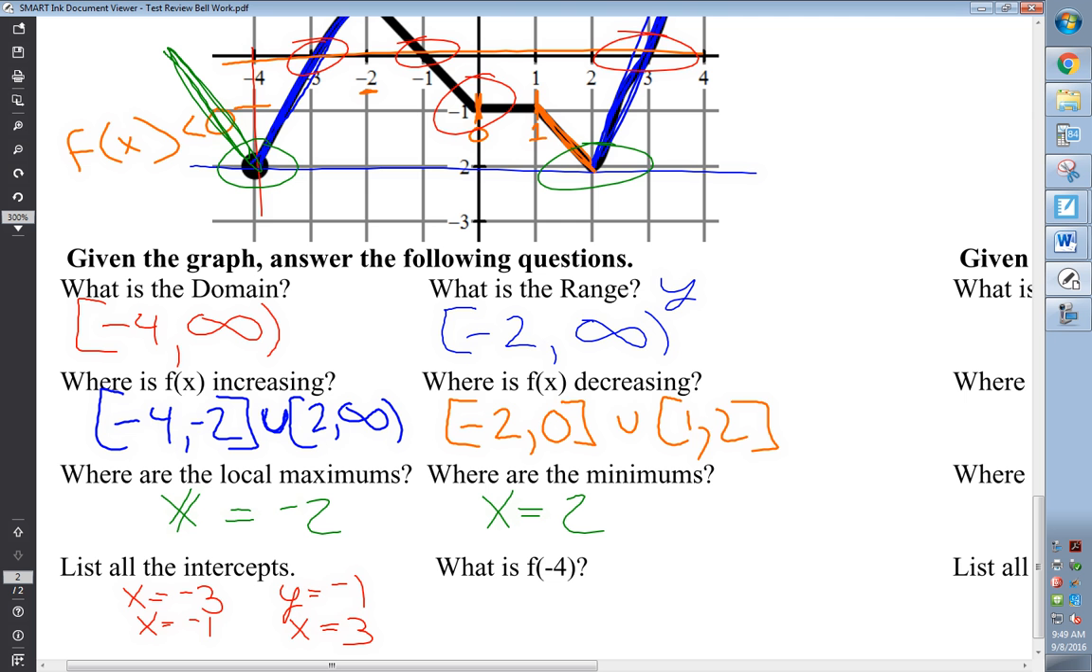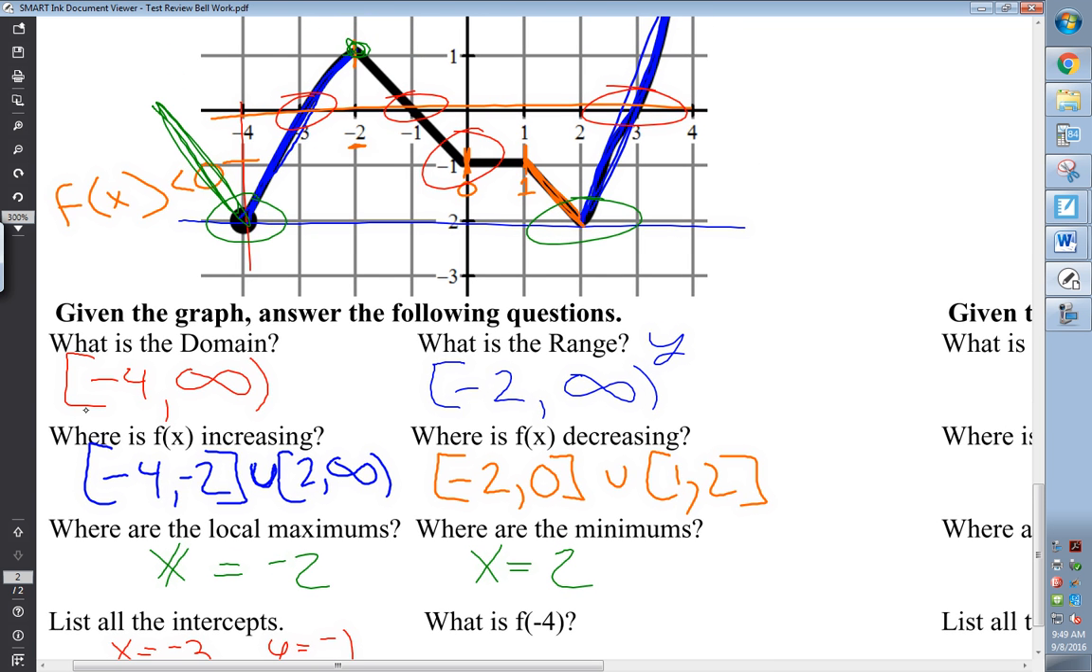The last question is, what is f of -4? Cassidy, what's f of -4 going to be? -2. That means she's going to where her x value is -4, and at -4, her y value is -2. That's our answer. Questions?